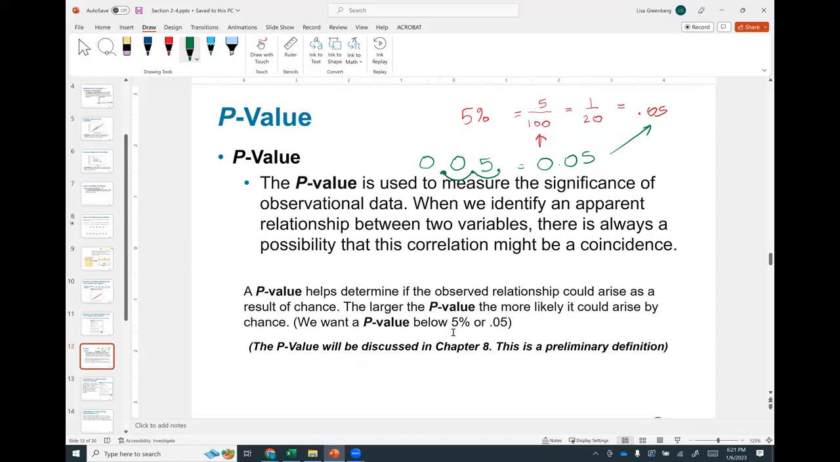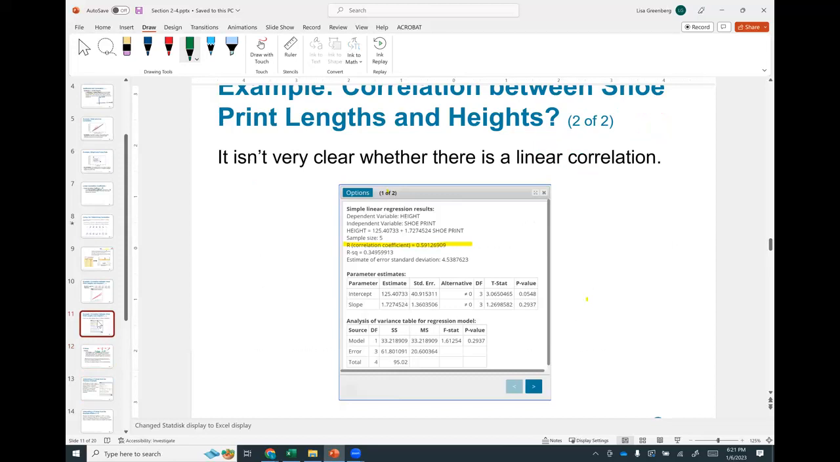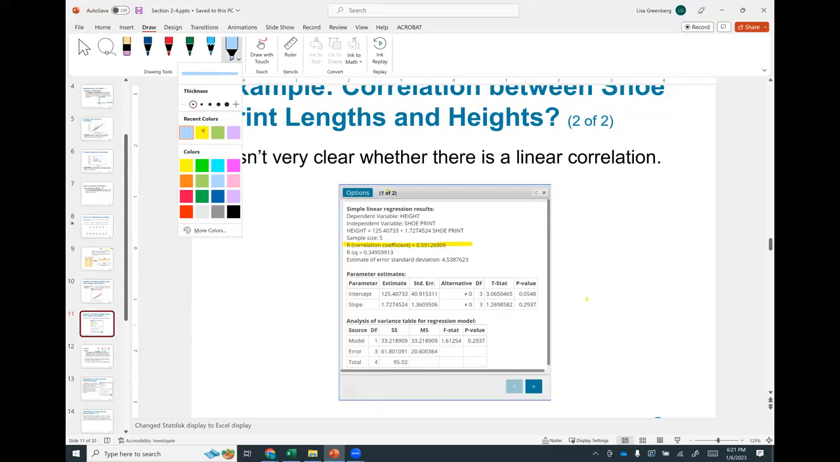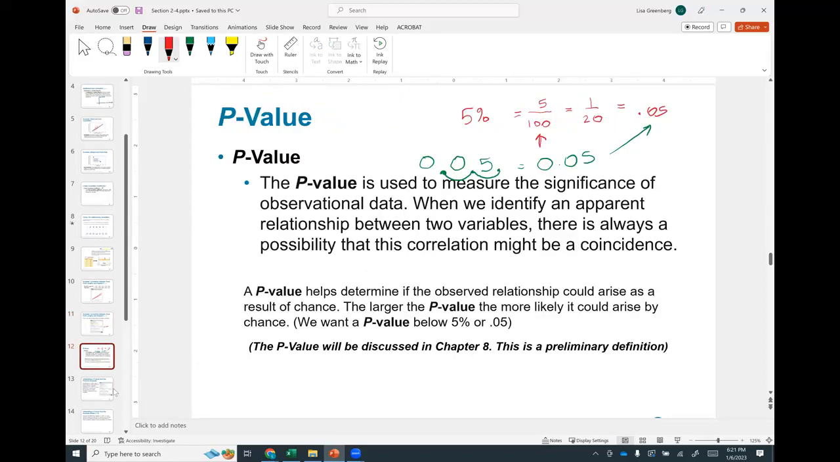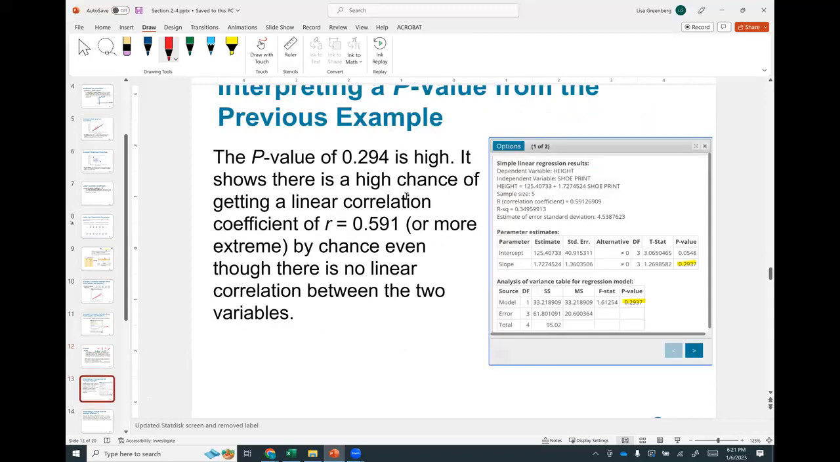So if my p-value is below 5% or 0.05, that means it is unlikely to be arising by chance, okay? Well, let's see what we have here. This is the p-value, by the way. In this chart, the p-value that we're talking about is this slope. And that is definitely bigger than 0.05 or 5%. That's actually 29.37%, which is very high, right? So because of that, we really don't know if there is a correlation.